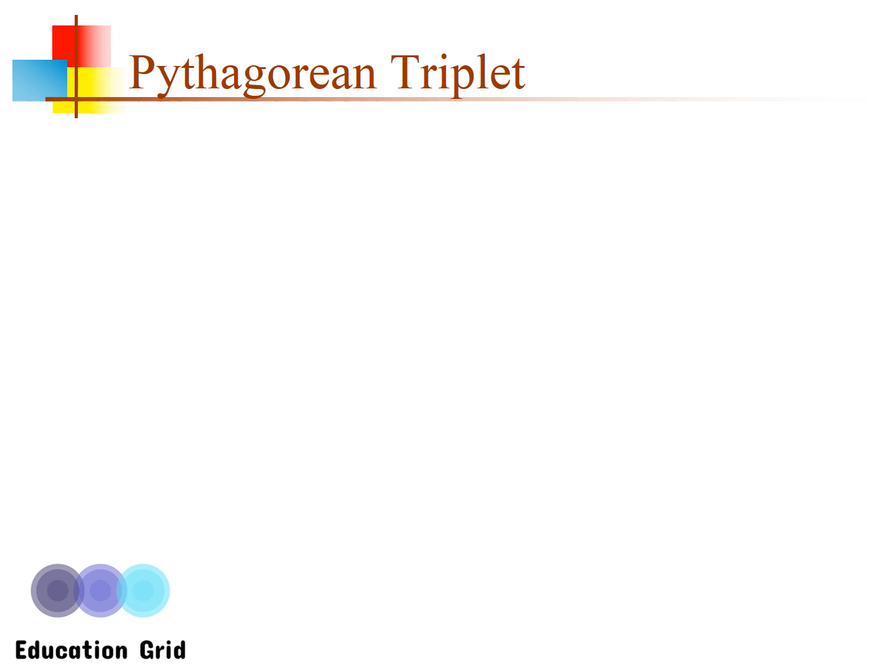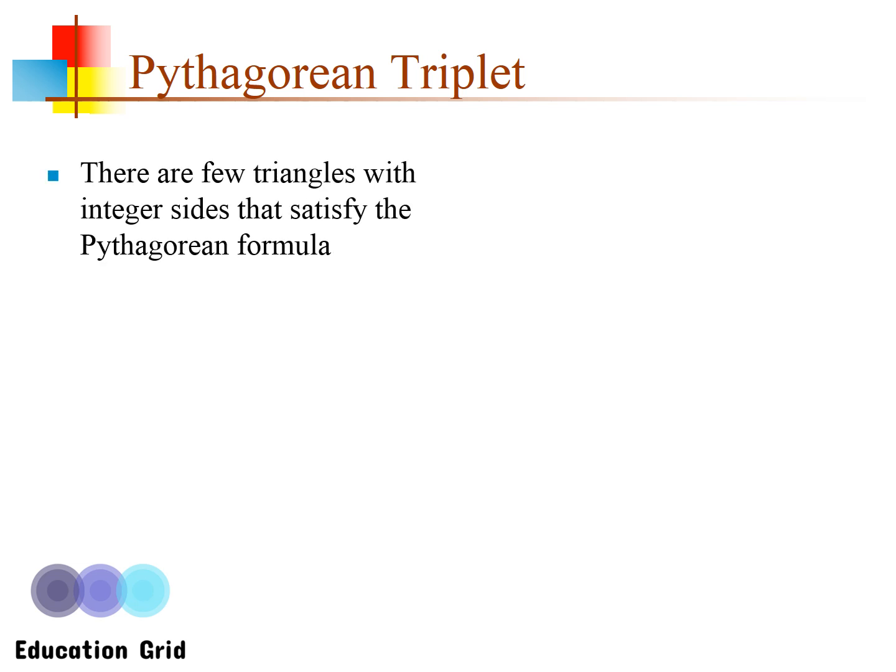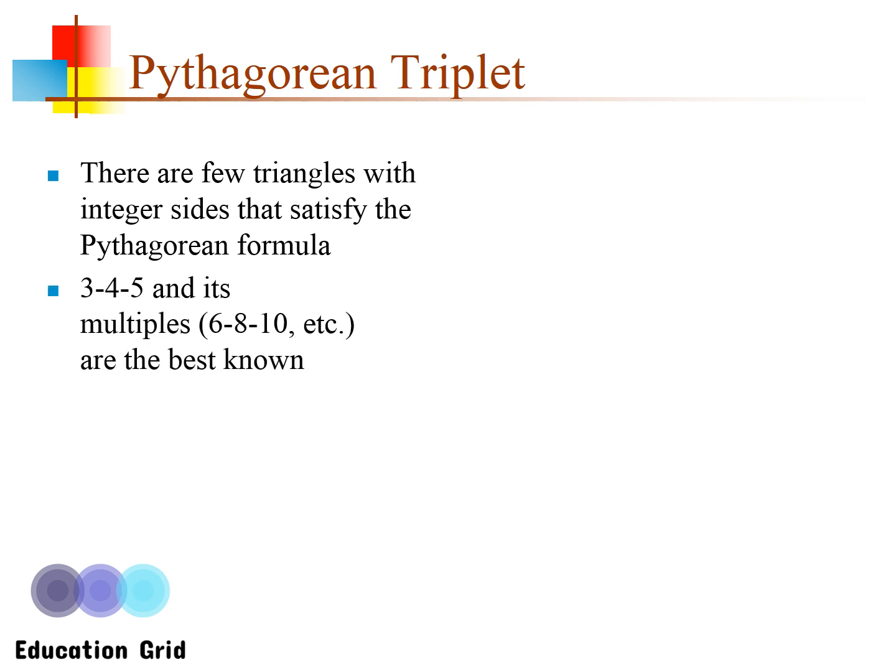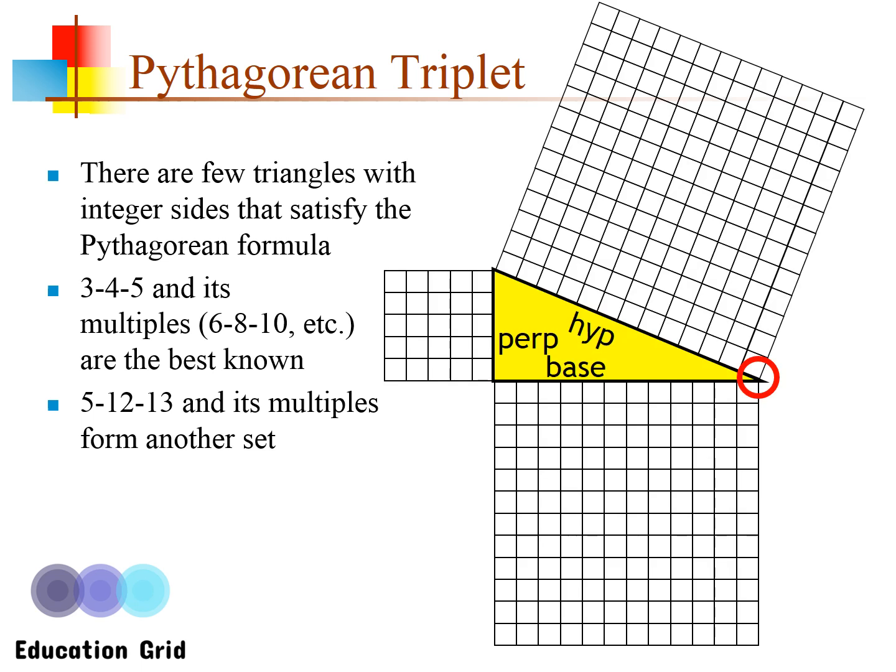Now let's see what a Pythagorean triplet is. There are a few triangles with integer sides which satisfy the Pythagorean formula. 3, 4, 5 is a very famous Pythagorean triplet. Its multiples also form Pythagorean triplets. 5, 12, 13 is also a Pythagorean triplet.